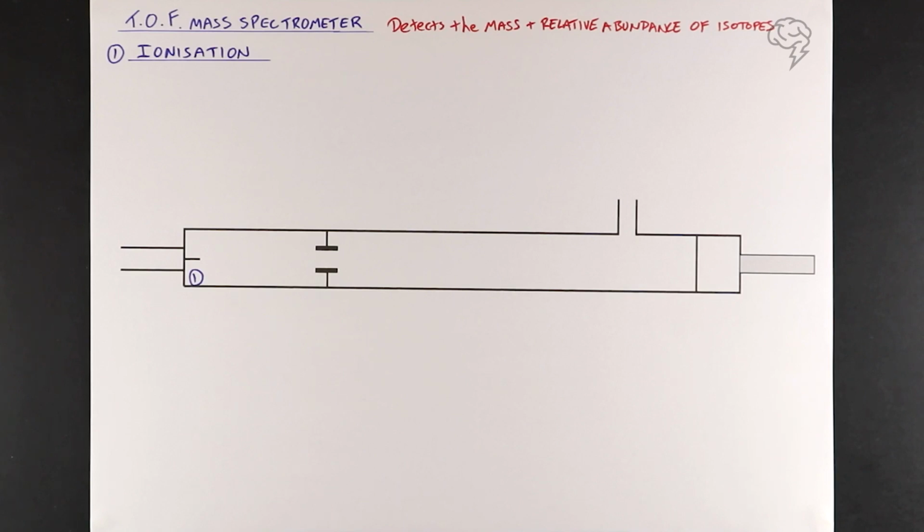Every single atom in this sample is going to be given a 1+ charge, okay? And that's massively important for how this actually works. It's fundamental to how this works. Now, ionization, giving these atoms a 1+ charge, turning them into ions, can happen in two very distinct ways. I'm going to go through the two different ways now.